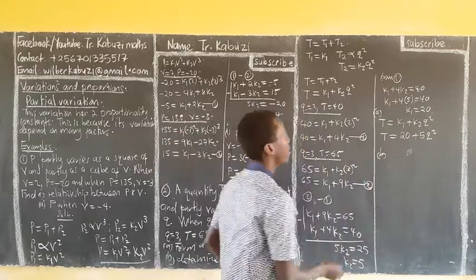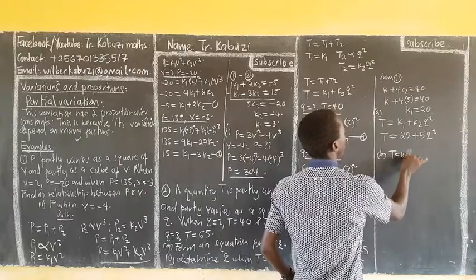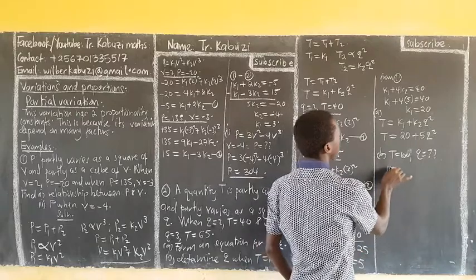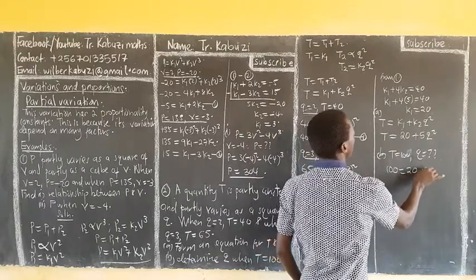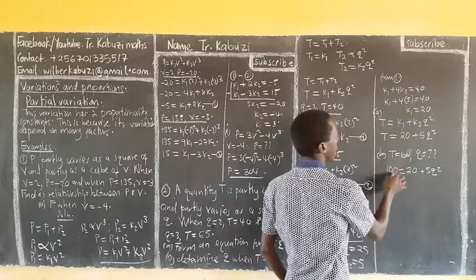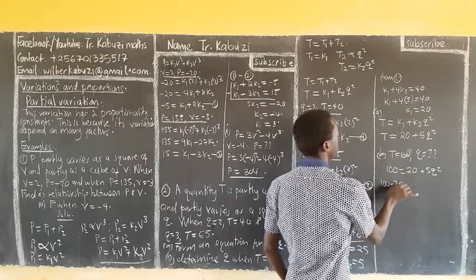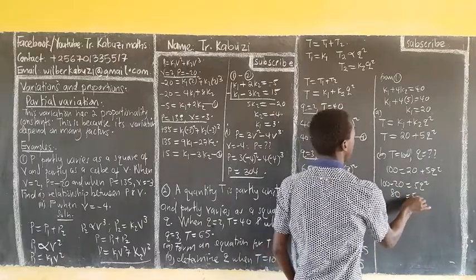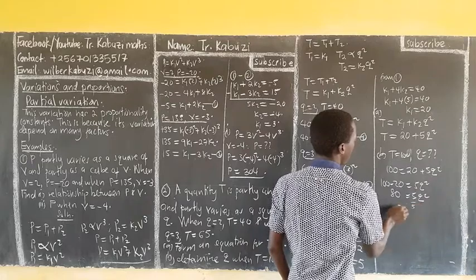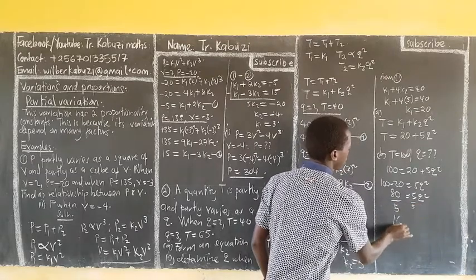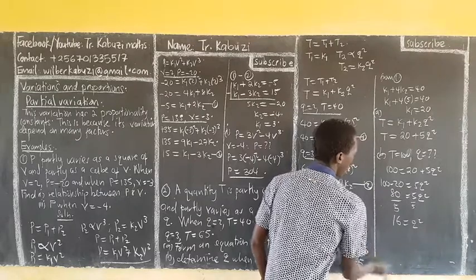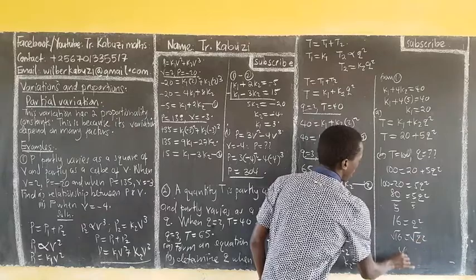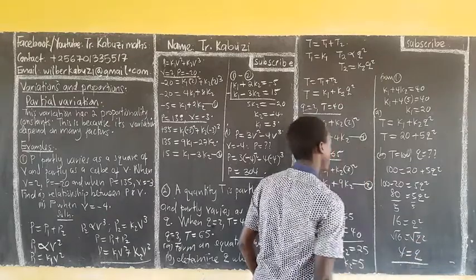Determine Q when T is 100. So they are giving me T as 100, they want Q. I'm just going to substitute into this formula. So 100 will be 20 plus 5Q squared. Take this side, 100 minus 20 will be equal to 5Q squared. This will be 80. Q squared, divided by 5 and divided by 5, so that 16 is equal to Q squared. Take the square root of both sides, and you see that our form is going to give us Q.